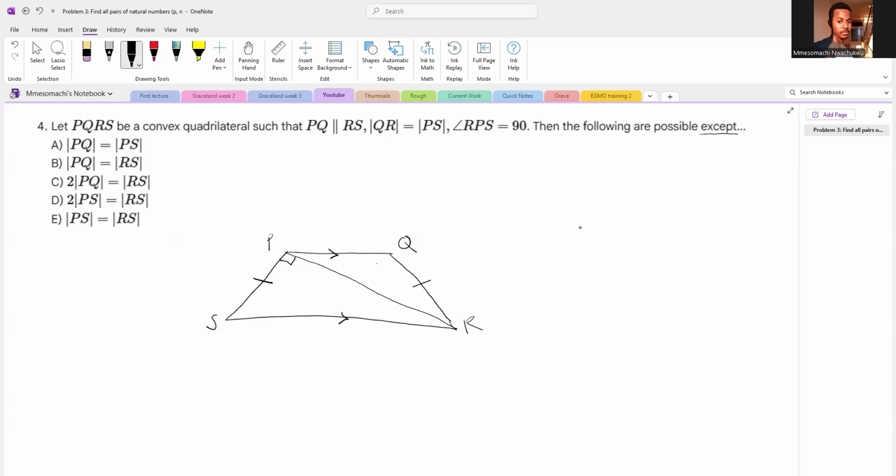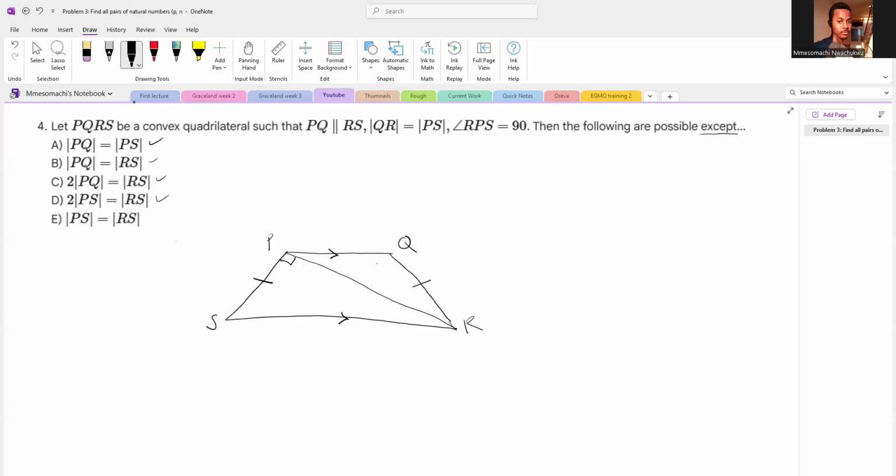So looking at this, there are two possibilities for PQRS. It's either a parallelogram or an isosceles trapezium. But in this problem we're trying to eliminate some possibilities, so something that should come to mind is to try to construct. Looking at the options, PQ being equal to PS, PQ being equal to RS, 2PQ being equal to RS and 2PS being equal to RS, these first four possibilities hint at us looking at half of a regular hexagon.